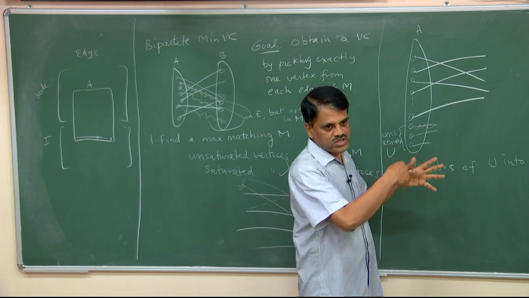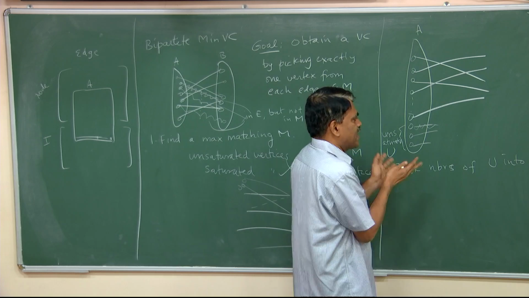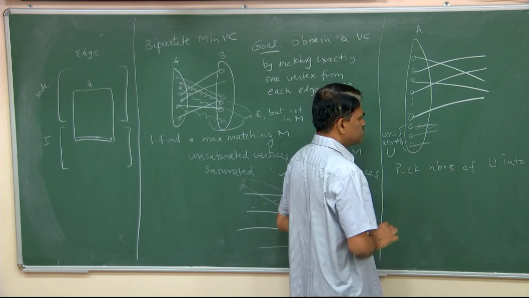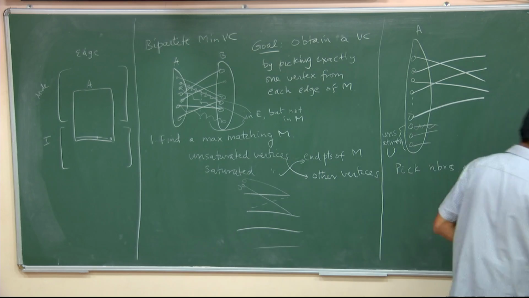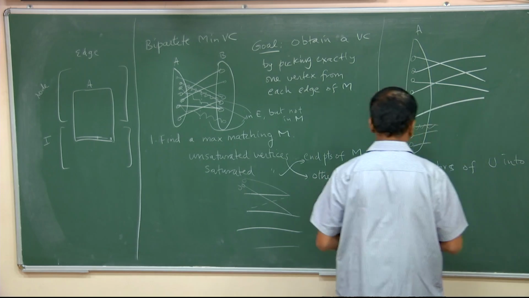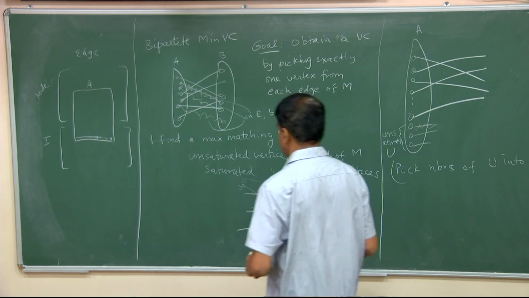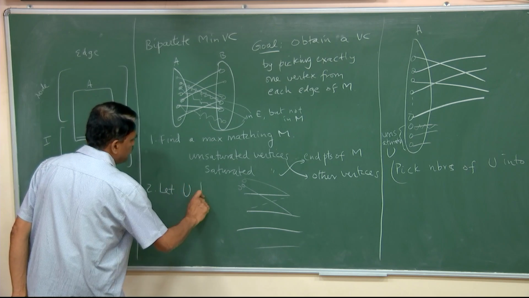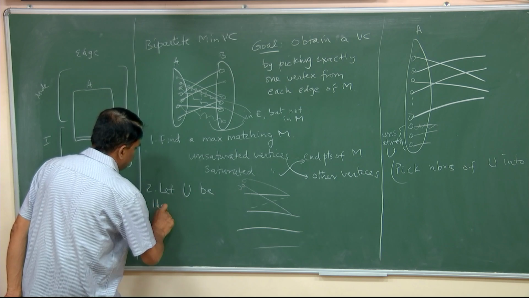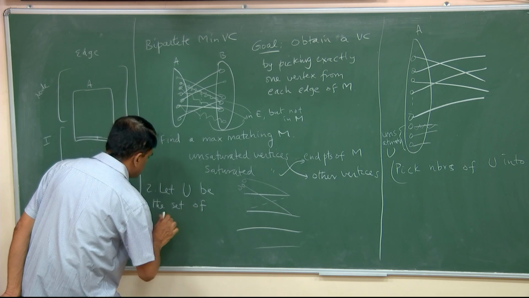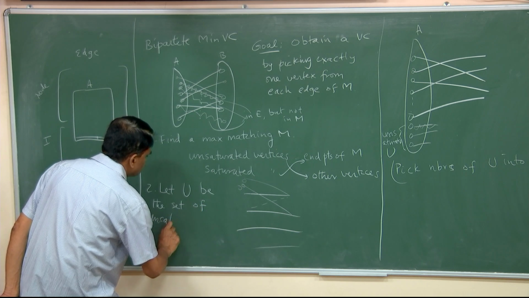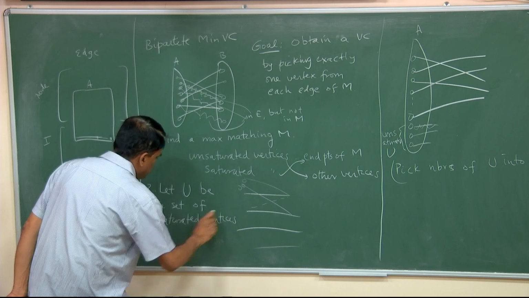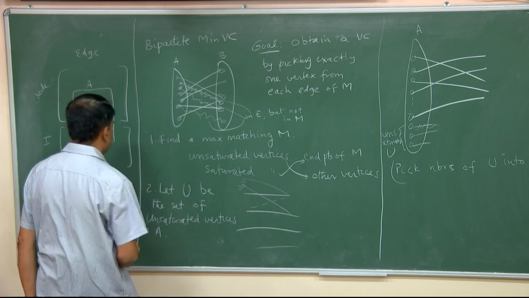Okay. Now this process is going to continue. This seems like a natural thing to do, and I'm going to argue that it works. So not just neighbors of U into S. This is sort of the starting point. So my algorithm would be: let U be the set of unsaturated vertices in A. U could be empty, but still the whole thing will work.